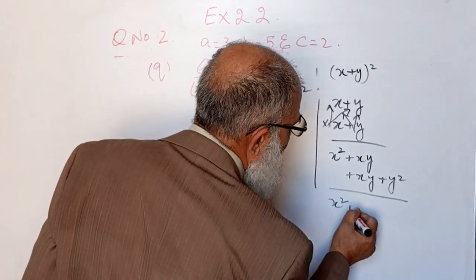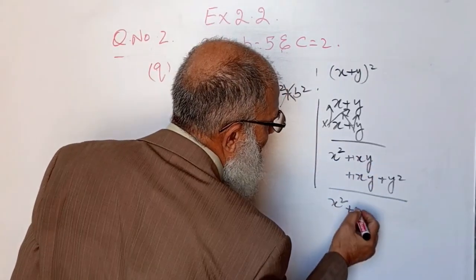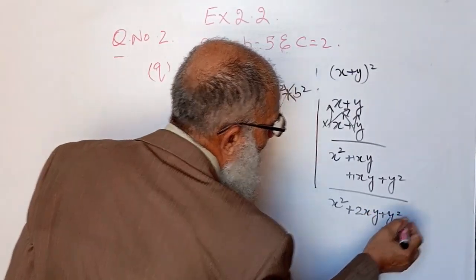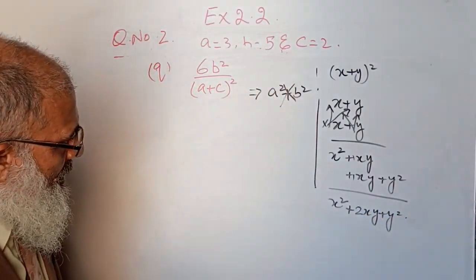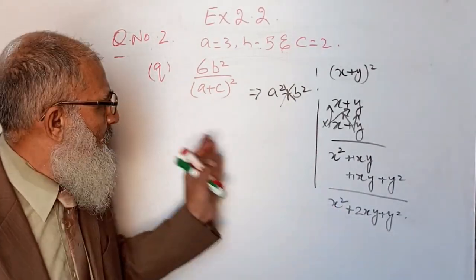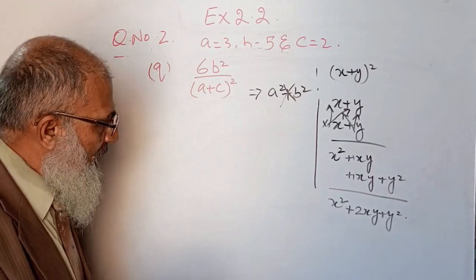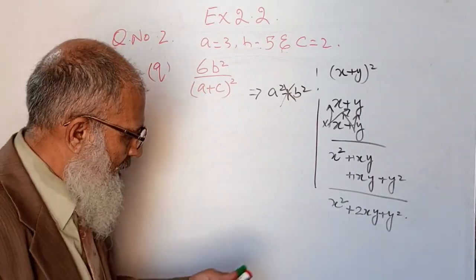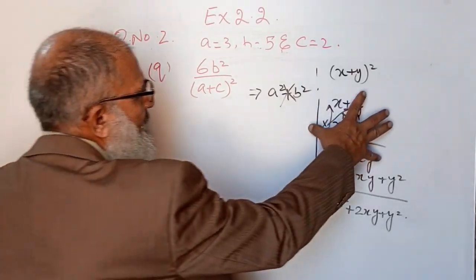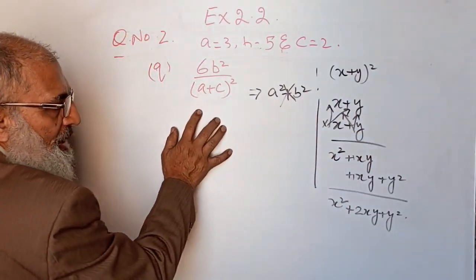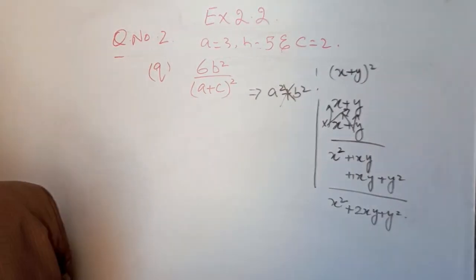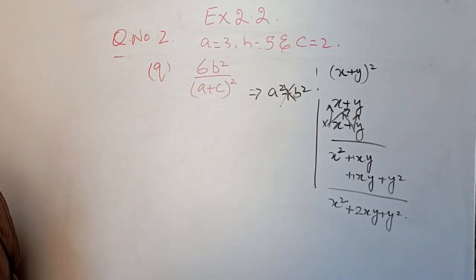It will become x square plus, now this is 1, this is 1, 2xy plus y square. So we have come to the opening of this formula. This formula has been opened in this way. Now you can manipulate this very formula in this section.